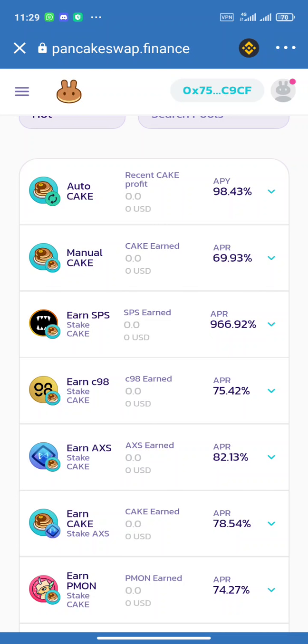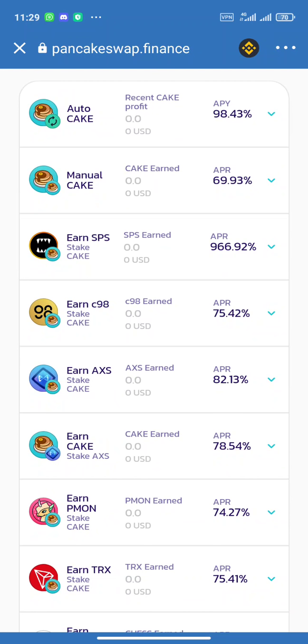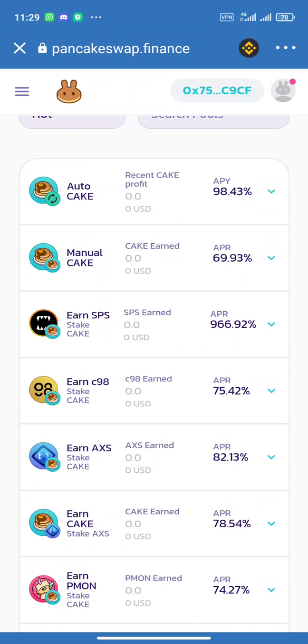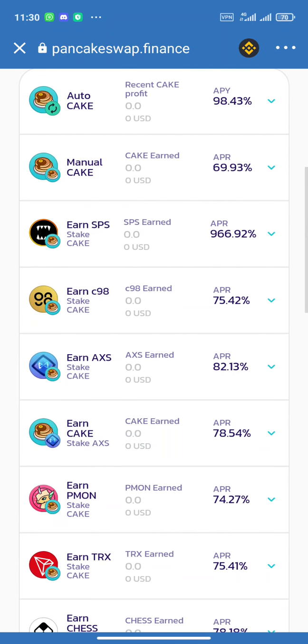Remember how C98 gave a lot of percentages, like it did lots of percent from listing in just a matter of minutes, up to hours, and up to a day. Now look at it now. If you're staking it, you're earning 75%.